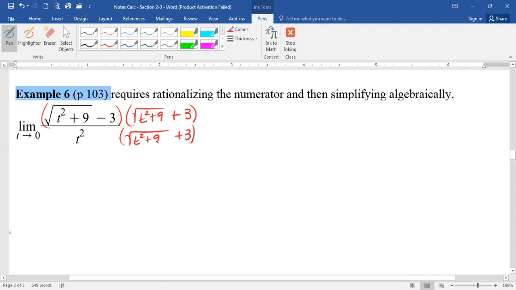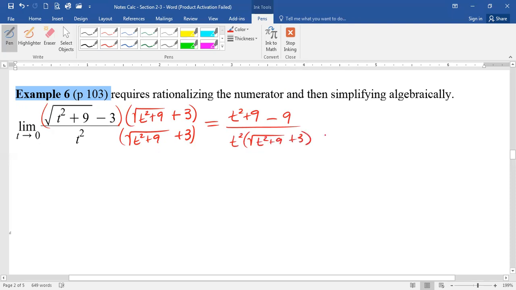We have to multiply top and bottom by the same thing, so we're not actually changing the value of it. So when we do this, a square root times a square root, we just get what's underneath. So the square root of t squared plus 9 times the square root of t squared plus 9 is t squared plus 9. And again, remember why we do the conjugate? So the middle terms drop out. So a minus b times a plus b is just a squared minus b squared. So it's t squared plus 9 minus 3 squared. And on the bottom, I just still have my t squared times this quantity, the square root of t squared plus 9 plus 3.